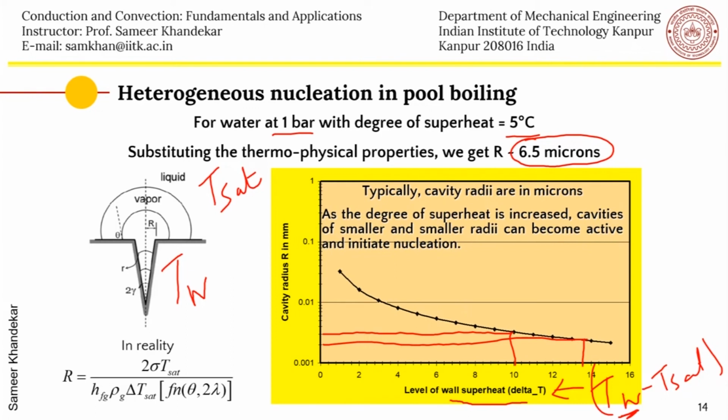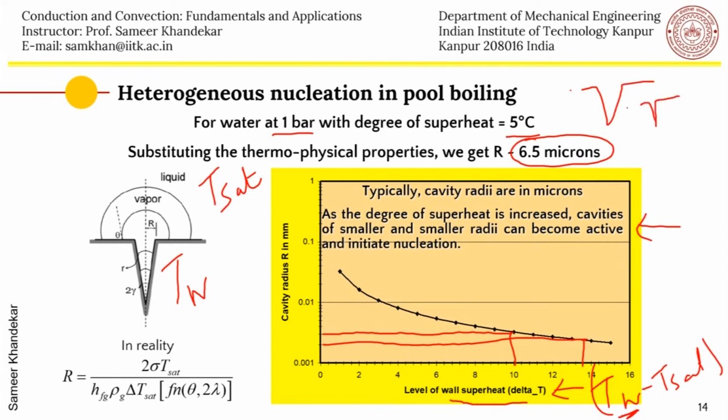So as the degree of superheat is increased, cavities of smaller and smaller radii become active and initiate nucleation. So in the beginning, a cavity with a larger radius is active, and a cavity with a smaller radius is inactive. That means bubbles are not getting formed because they are not satisfying the Young-Laplace equation and the Clausius-Clapeyron equation. But if you increase the delta T, at a certain temperature, the smaller radii cavity will also become active.